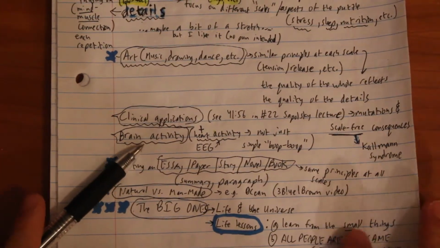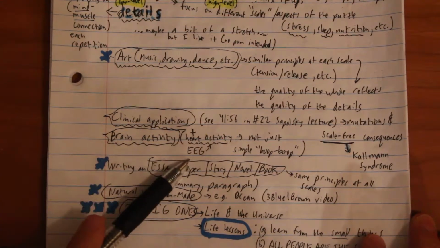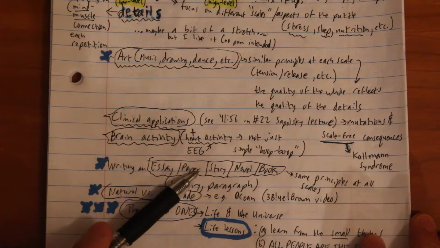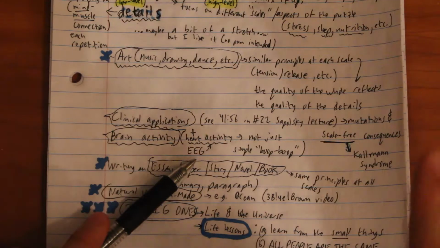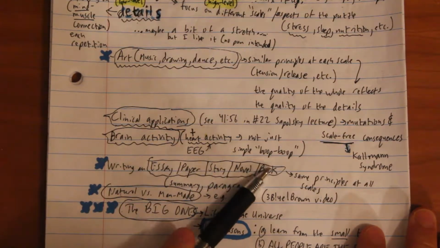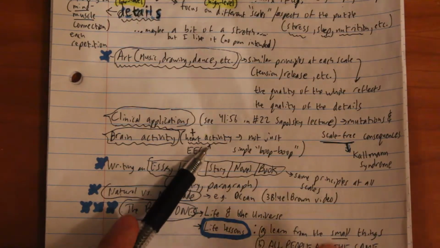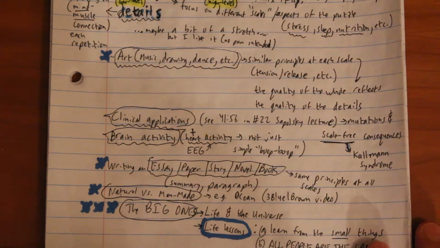Then your actual brain activity, or heart activity, if you're measuring the EEG, electroencephalogram, the electronic printout, it's not a simple boop boop. There's a really complicated, intricate fractal shape to it.